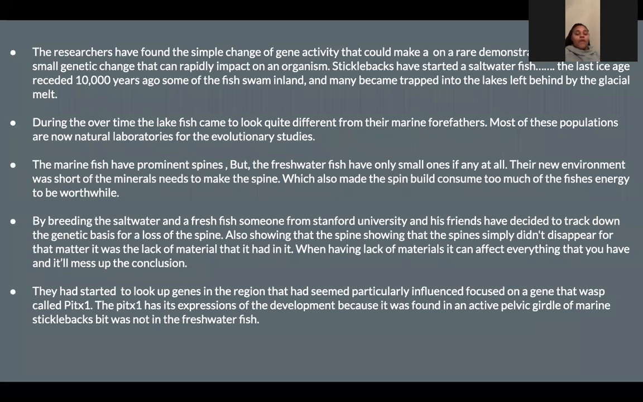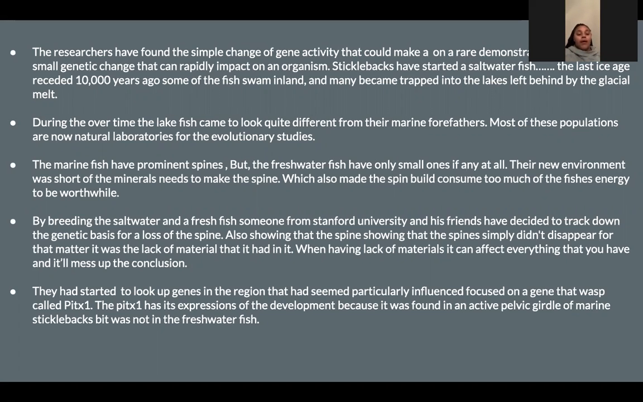The researchers have found a lot of gene activity going on. It's a rare demonstration of how a small genetic change can rapidly have an impact on an organism. It all started with the saltwater fish about 10,000 years ago. Some of the fish were just trapped inside of a lake, inside the glacier ice.